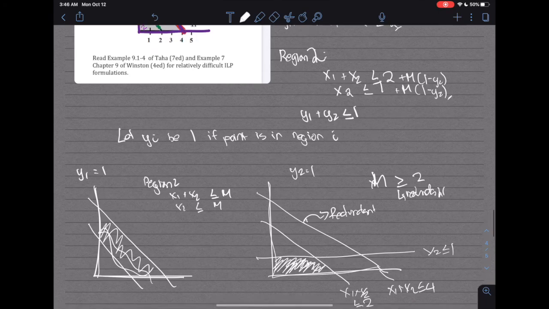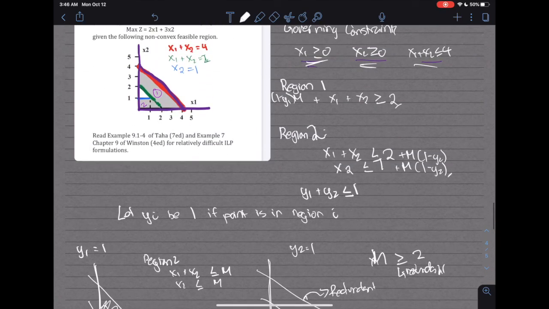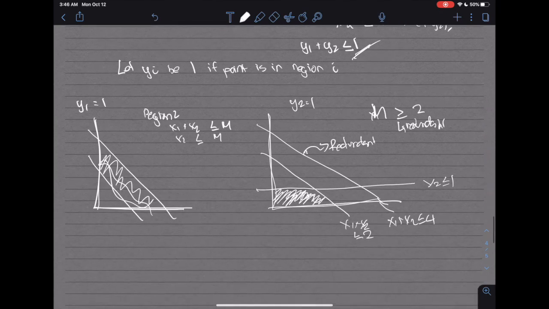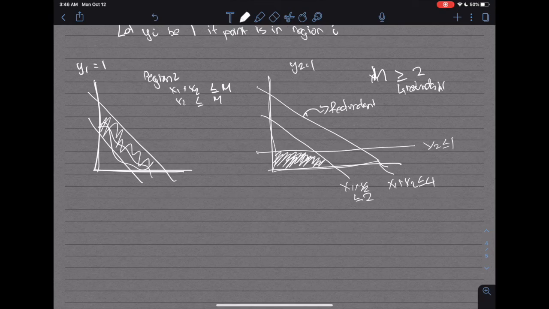So by doing this, or by breaking it down to convex regions and adding an at most constraint, we are able to break it down into two simpler convex regions, which you can now use your simplex algorithm on.